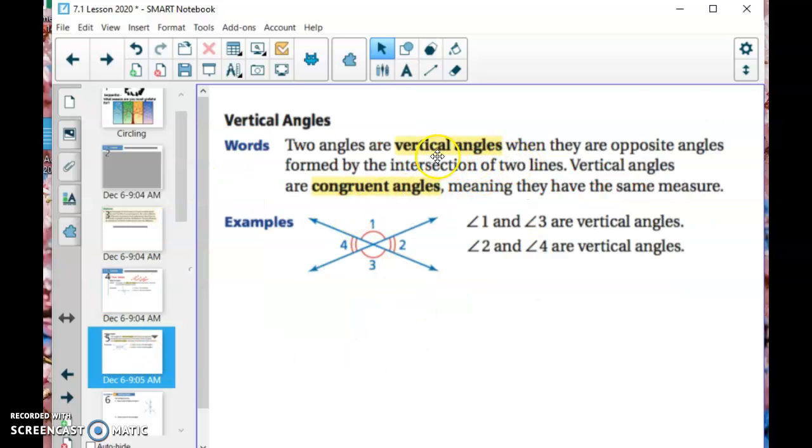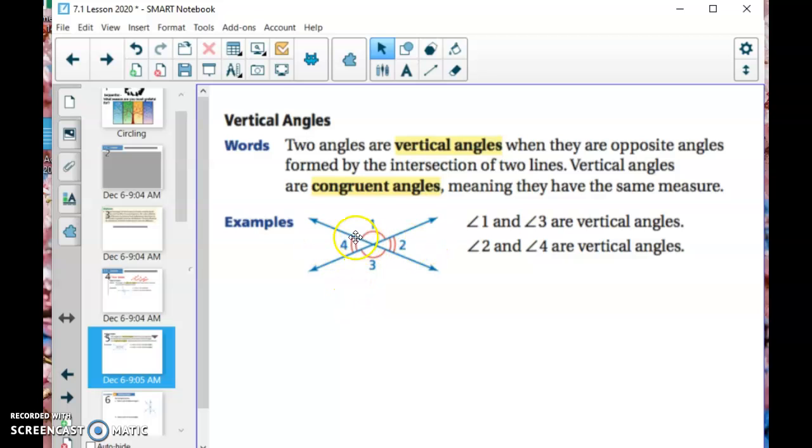Vertical angles are also formed when you have intersecting lines, but they are opposite of each other. And the other neat thing about vertical angles is that they are congruent to each other. And what does that word congruent mean? It means that they have the exact same measure. So looking at these intersecting lines, this red line here and this red line here means that those two would be vertical angles, and that also means that they are congruent to each other.